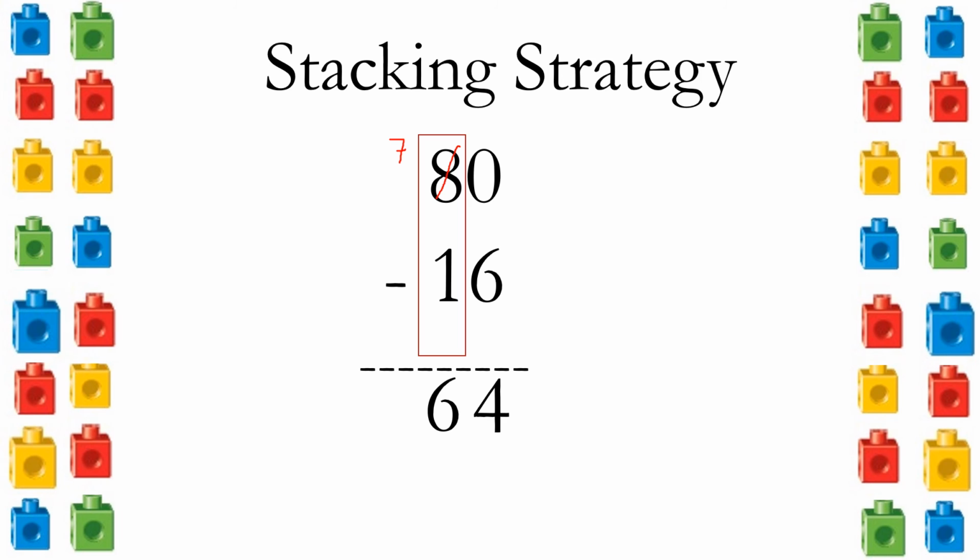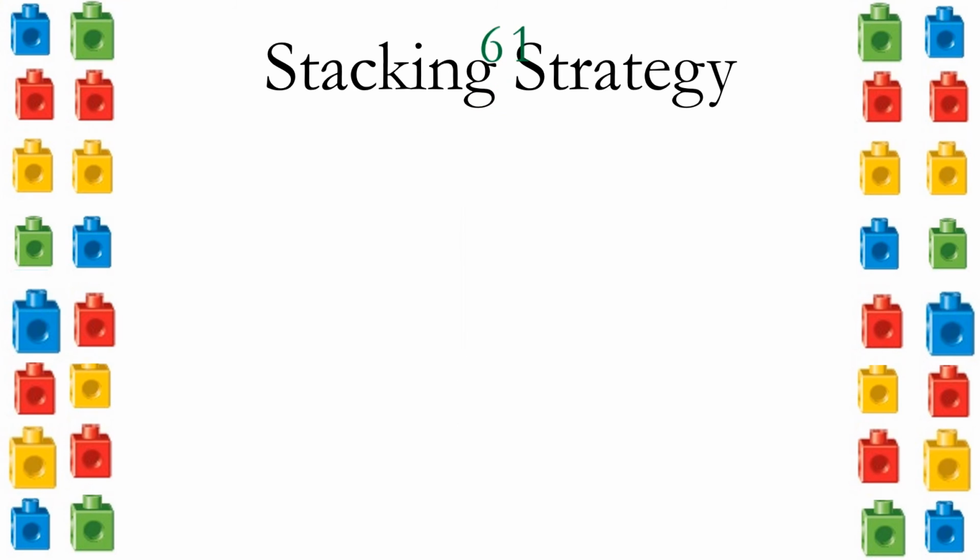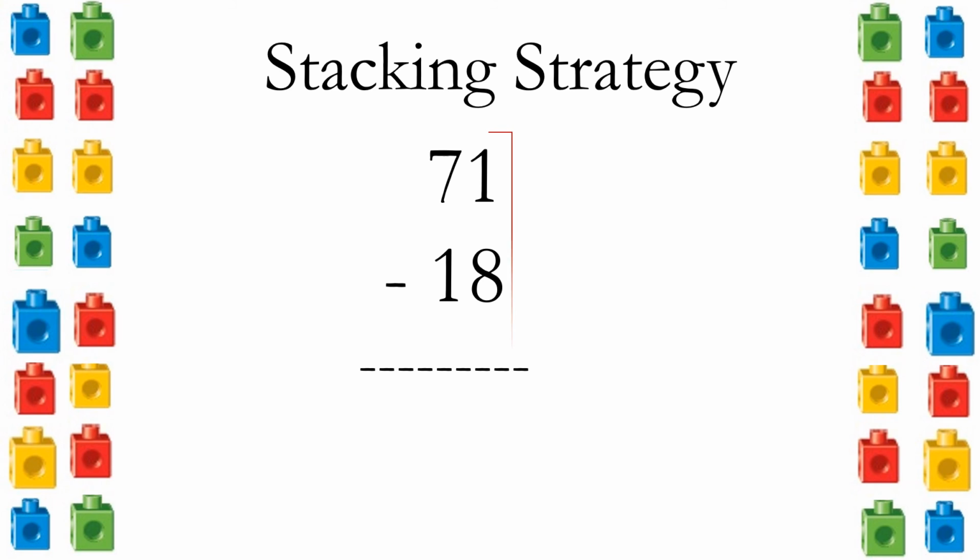Okay, so for some of these, we have to regroup. Here's another one like that. 71 minus 18. We can't subtract 8 from 1, so we have to cross out that 7 and make a 6, and cross out that 1 and make an 11. 11 minus 8 is 3. And then if we think about the other side, 6 minus 1.